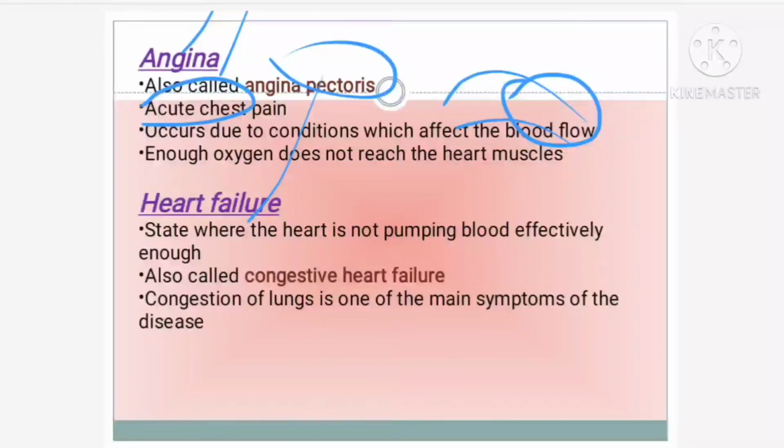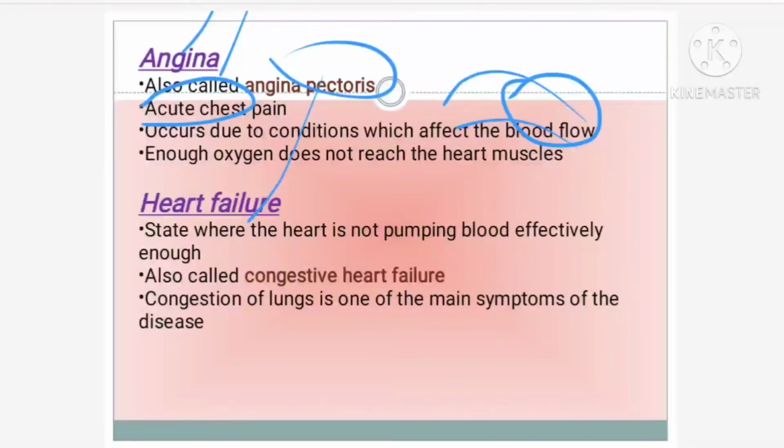And the last one is your heart failure. Heart failure, you know, the heart is not pumping the blood effectively. The SA node is not functioning properly. The 72 beats per minute has reduced. Okay. So the problem is that the heart is not pumping properly. It is also called as what?